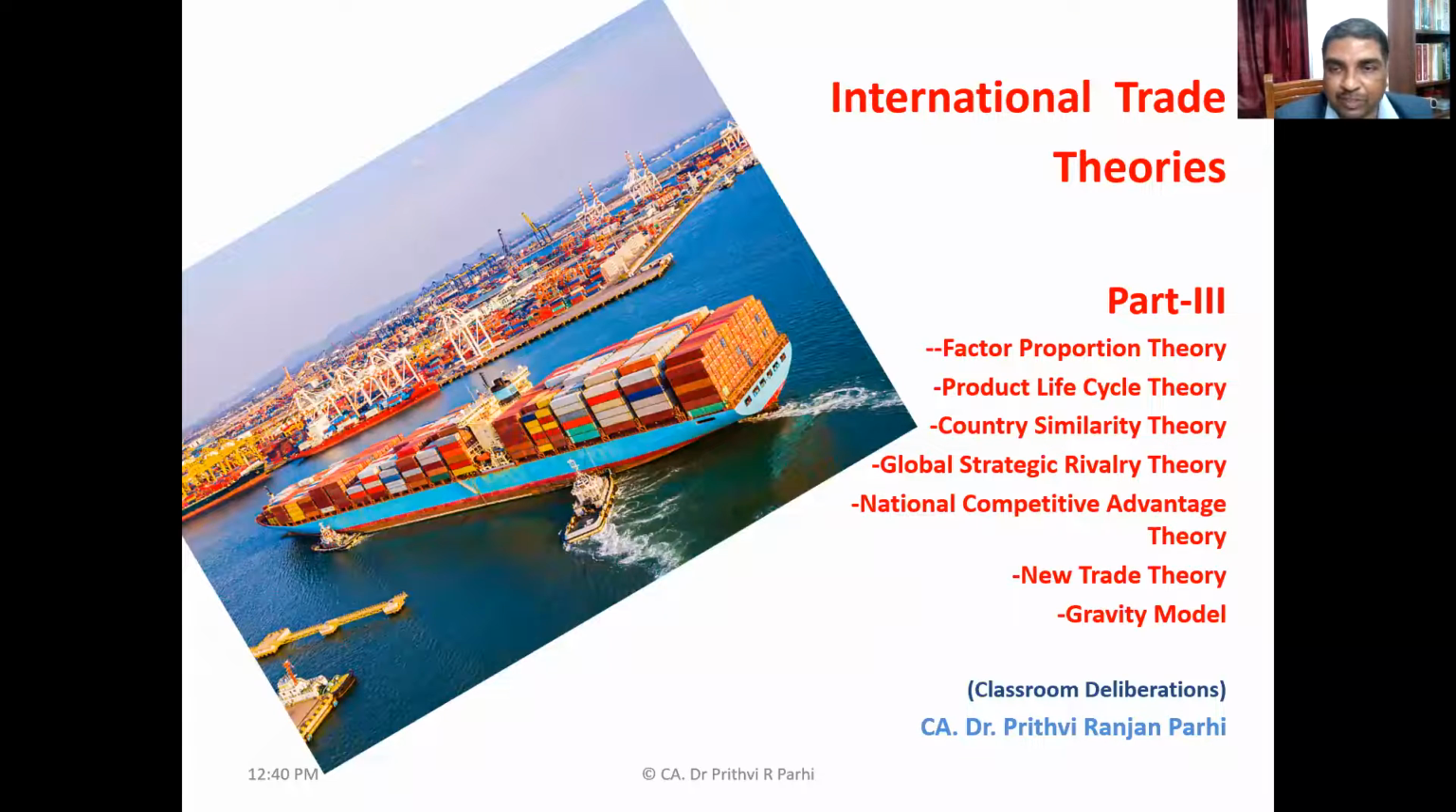Factor proportions theory, product life cycle theory, country similarity theory, global strategic rivalry theory, national competitive advantage theory, new trade theory, and one gravity model we're planning to learn today. Earlier, we have already learned several theories like mercantilism, new mercantilism, absolute cost advantage theory, relative cost advantage theory, relative cost advantage theory with money, product life cycle theory. So these are some of the theories you have already learned, is it not? But today, our plan is to learn all these theories briefly.